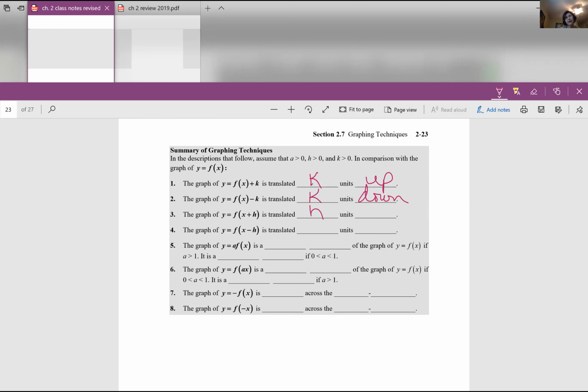Now, if there's an h in the parentheses with the x, we're going to move h units which way if it's x plus h? Left. Good job. But if it's x minus h, you're going to move h units to the right, because it's opposite when it's happening to the x.